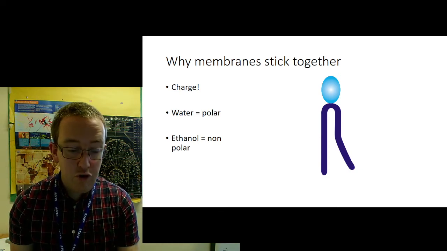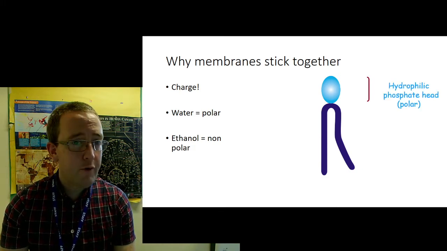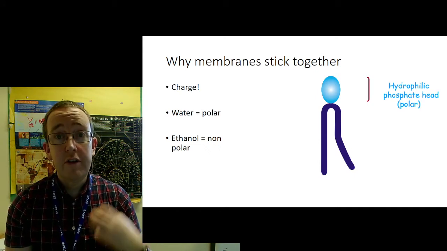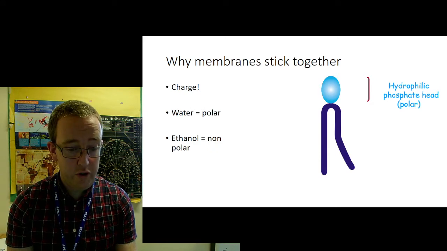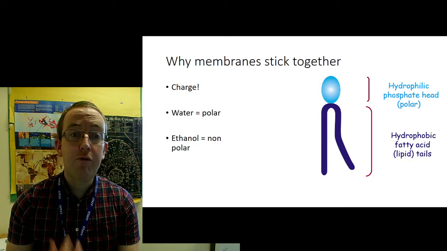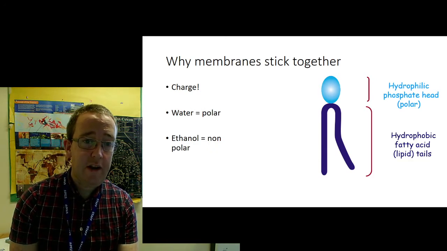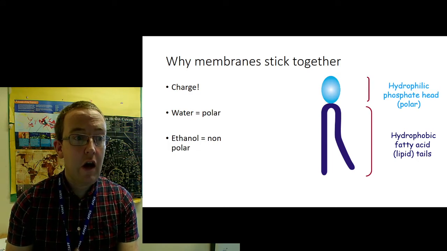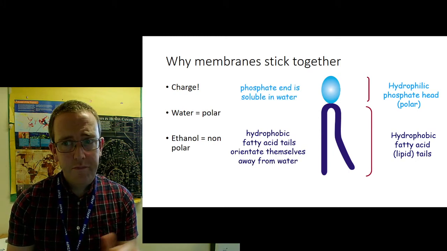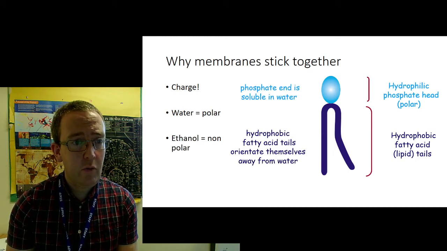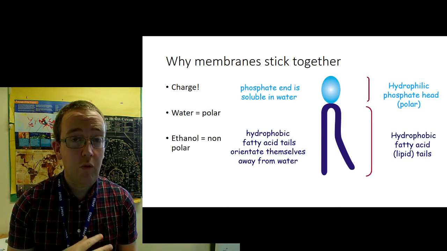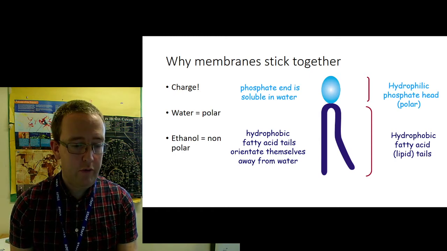Now, you should remember that phospholipids have got this hydrophilic phosphate head, which is polar. So that will dissolve quite happily in water. Okay. They've also got hydrophobic fatty acid lipid tails, which will not dissolve in water. They would much prefer to dissolve in an uncharged environment like ethanol. Okay. So the phosphate end is obviously very soluble in water. The hydrophobic fatty acid tails orient themselves away from water or will more happily dissolve in non-polar environments.